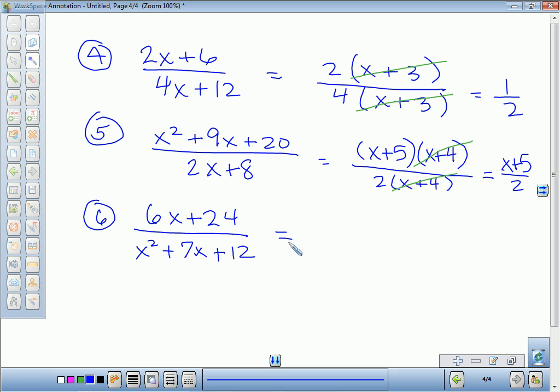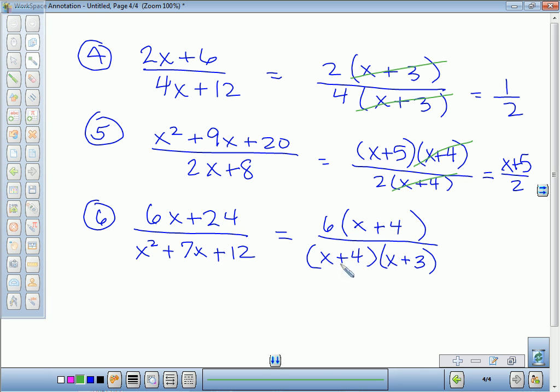Will the numerator factor? Yes. How does the numerator factor? Very good. Will the denominator factor? Yes. Okay. Now, they do have common factors, and they can cancel. So what we're left with is 6 over x plus 3.